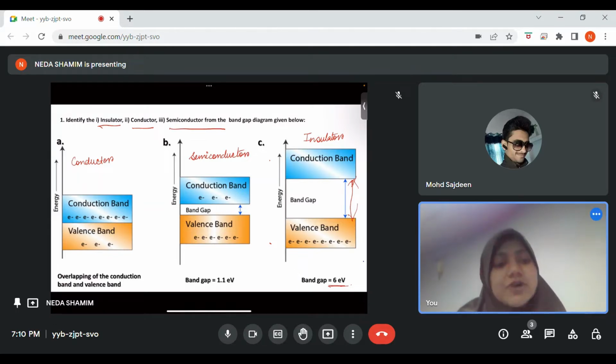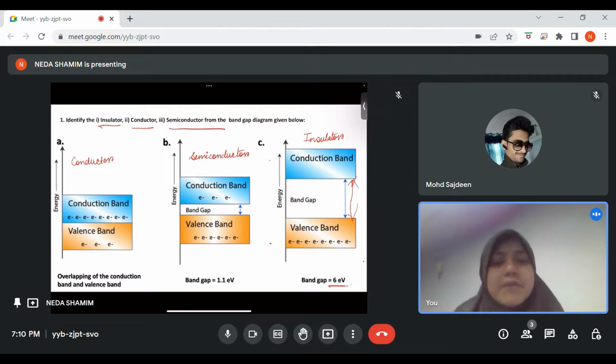So why is it called a semiconductor? We say there's a conductor, there's an insulator, there's another material called a semiconductor. Why do you call it a semiconductor? Do you know the answer to this? You can answer.